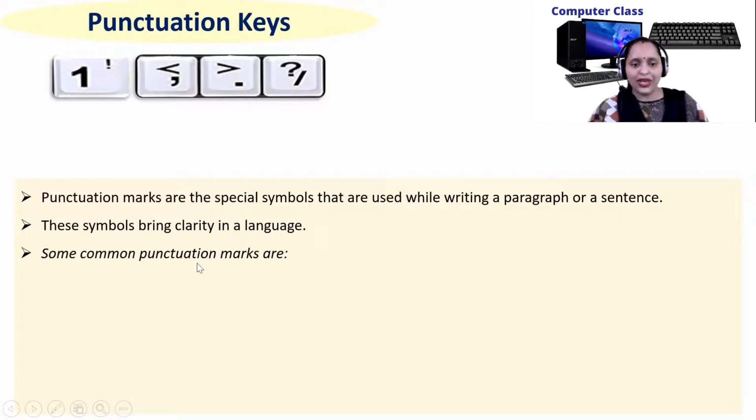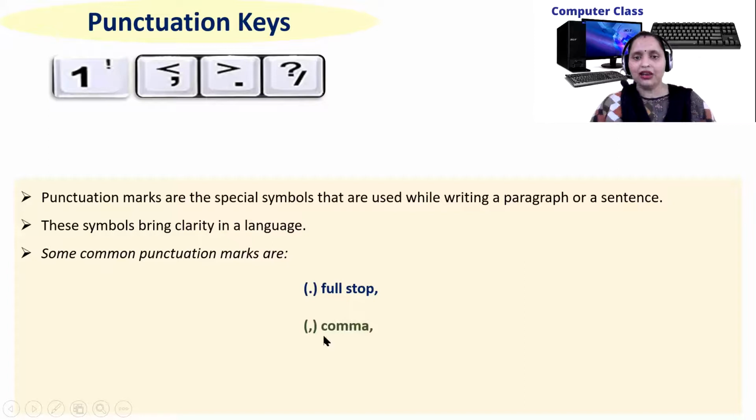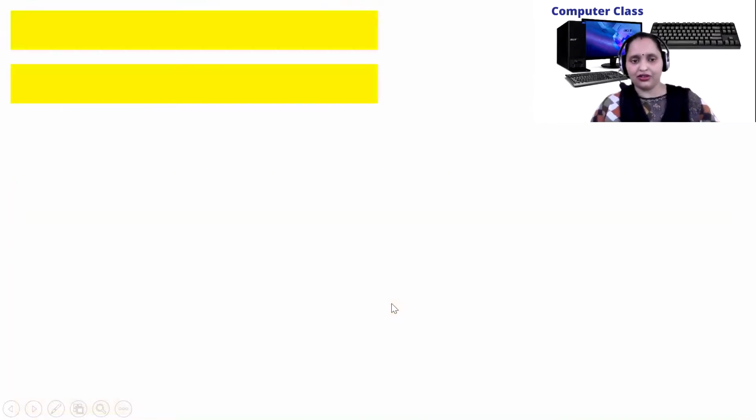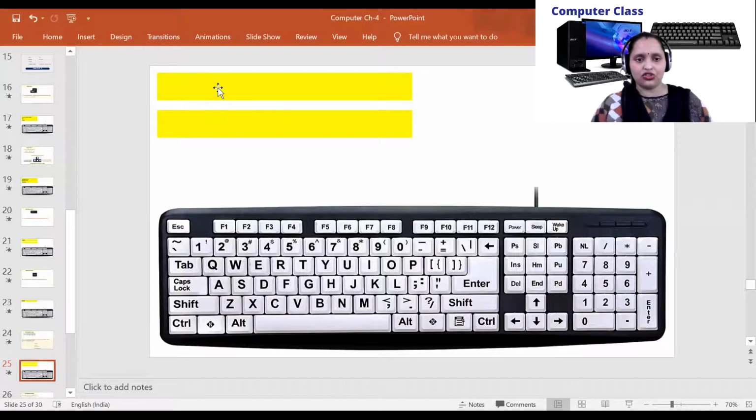Apart from these, there are many punctuation marks, out of which I am showing you some here. See carefully, children. First is the full stop. Second, the comma. Third one, the question mark. Fourth, the exclamation mark. So these are some common symbols which we use while writing a paragraph. Okay children, I'll show you a small example of it also.